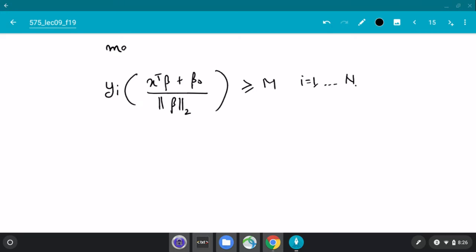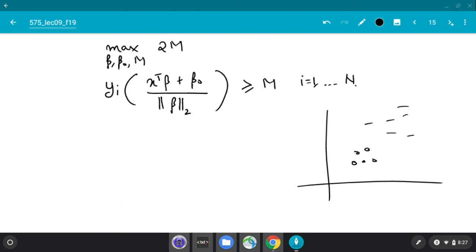And so I can write this as max over beta, beta naught, and m also, because I can maximize m, of some quantity. I'm going to use 2m, but m is the gap of this hyperplane to the closest point on either side. So 2m just means the total band. So m is this, and 2m is m on both sides. So this is what I want.